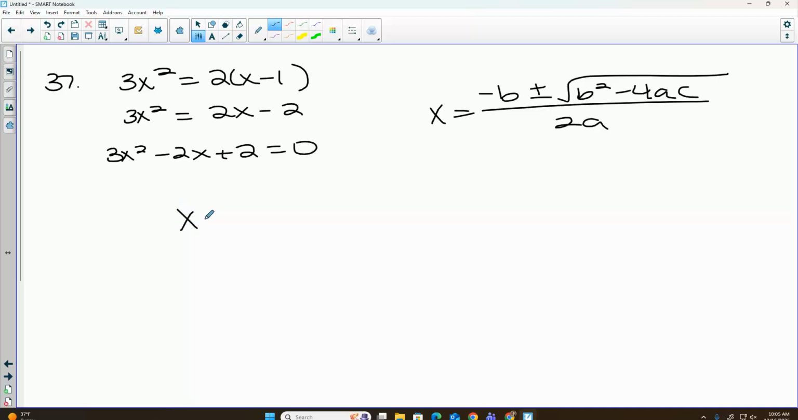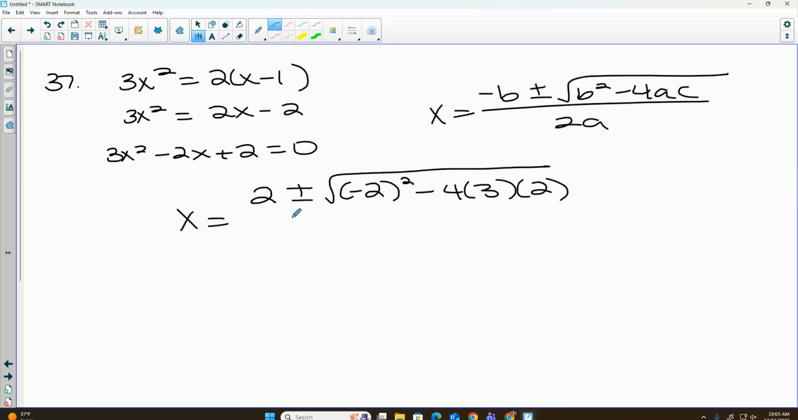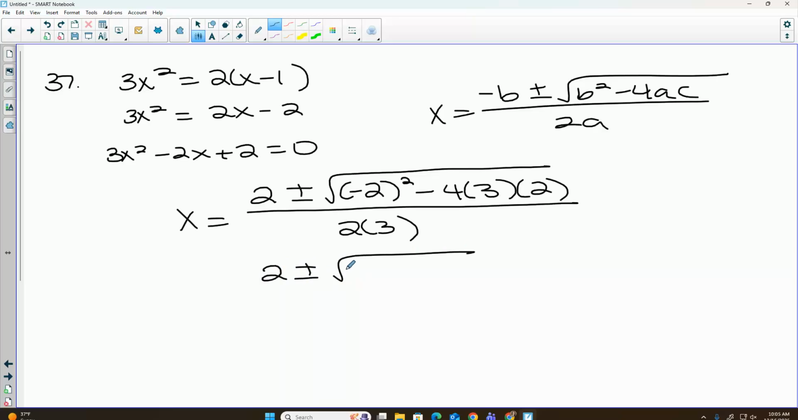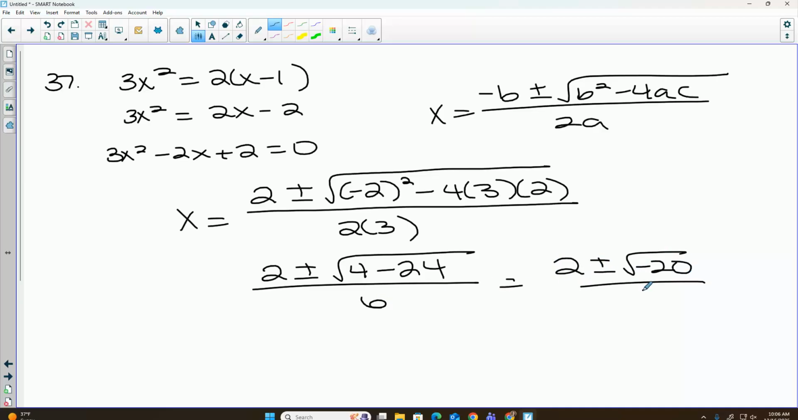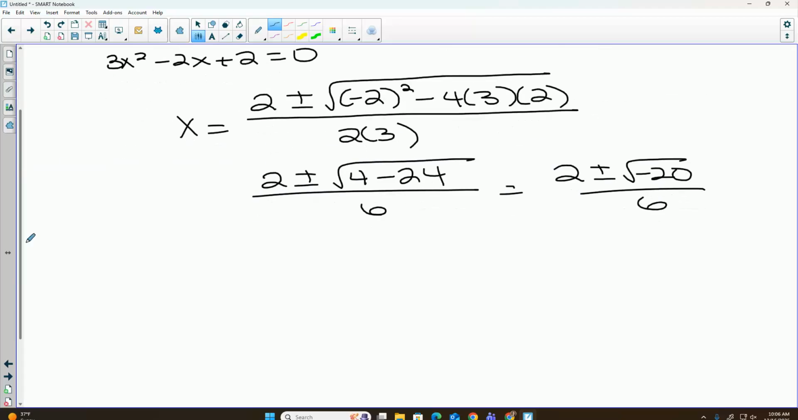So the opposite of b, the opposite of -2, is 2, plus or minus the square root of b, -2 squared, minus 4 times a times c, all over 2a. We get 4 minus 24. So 2 plus or minus the square root of -20. All right, there's a negative, so we have to take out i.